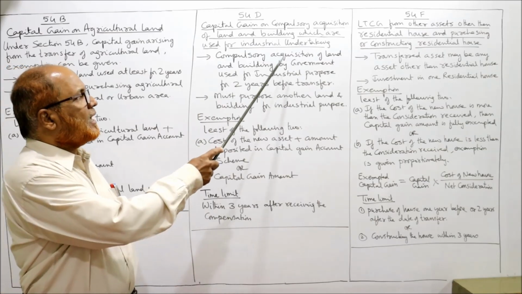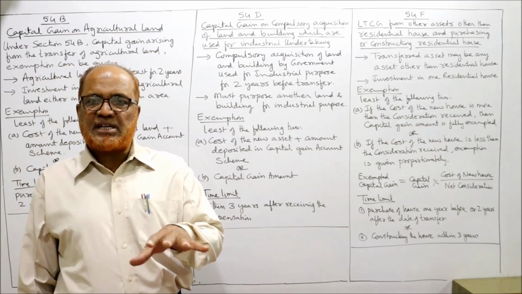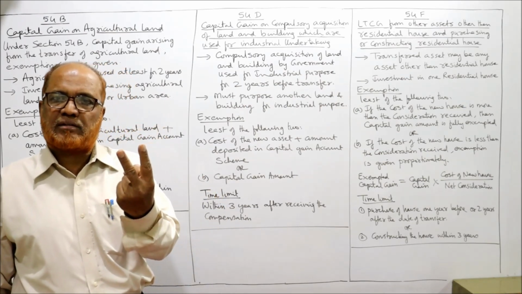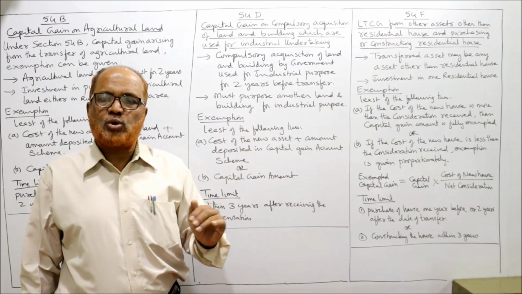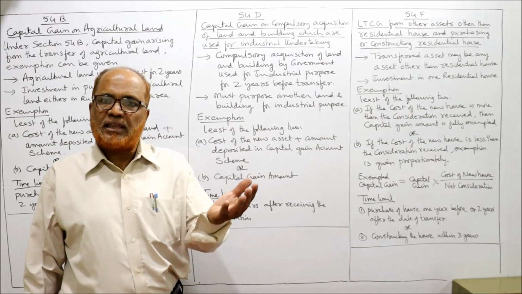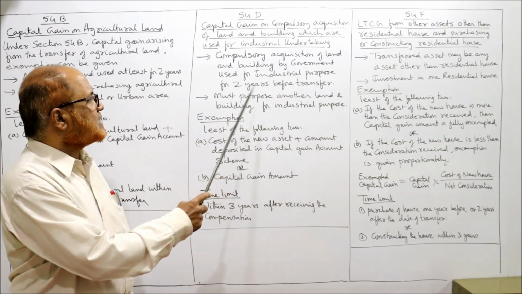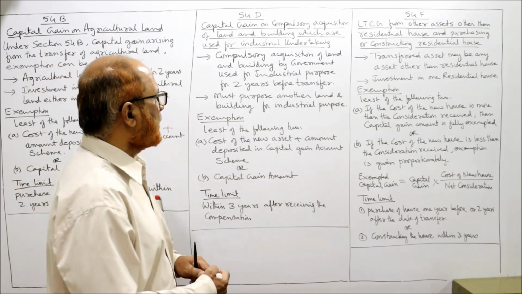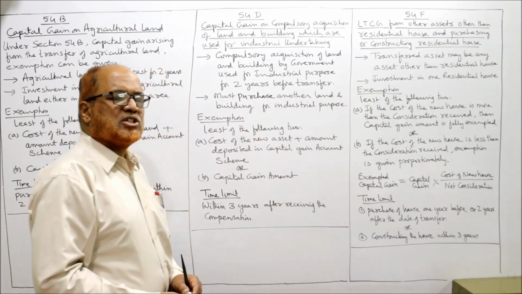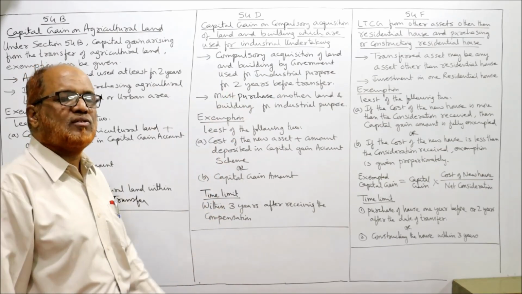Now see here, compulsory acquisition of land and building by government, used for industrial purpose for 2 years before transfer. Suppose Mr. X is using this land and building for industrial purpose for at least 2 years. And after 2 years, the government has notified that this land and building will be compulsorily acquired by the government. In that case, the compensation received is the consideration. Now, he must purchase another land and building for industrial purpose. Then this exemption under section 54D will be allowed.